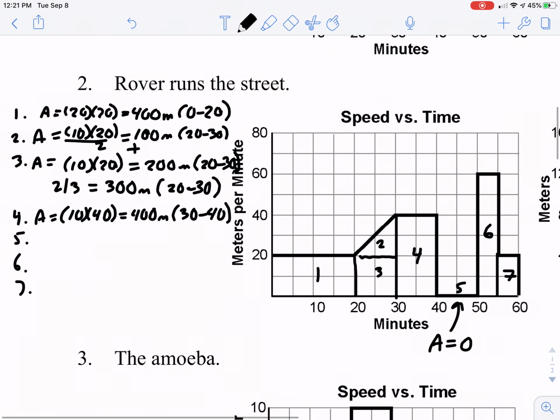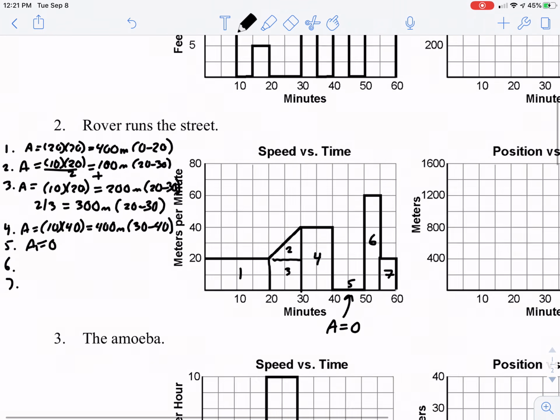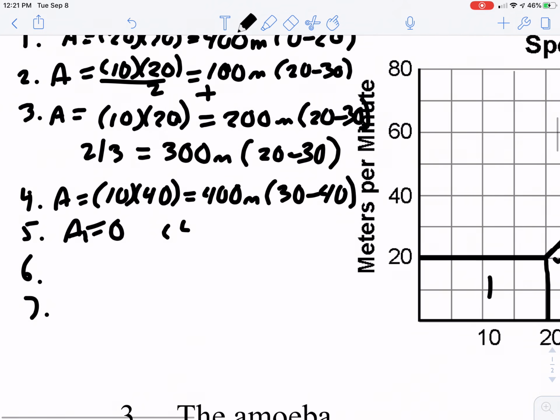In number 5, we have no area, so we have an area of 0. Okay, and what that basically means is we didn't go anywhere. We don't have a distance. So for a total of 10 minutes, from 40 to 50 minute time interval, we didn't go anywhere. Okay, that's going to be a flat line on our graph. You'll see what I mean when we plot it.